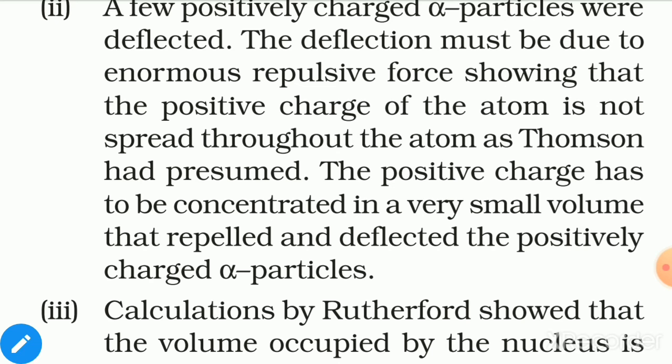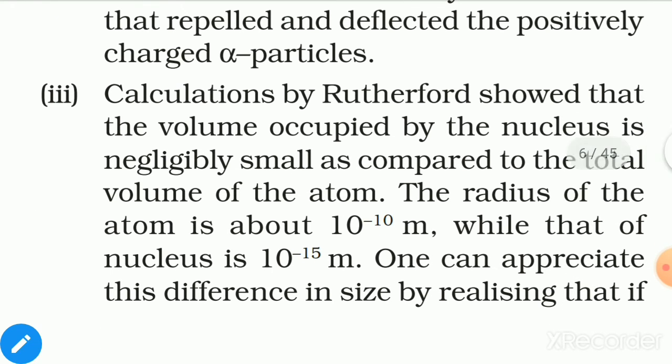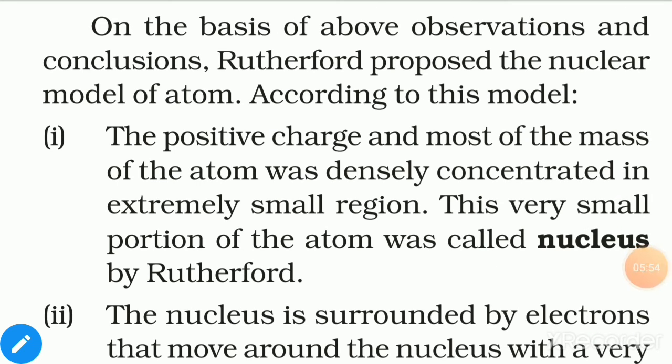Calculations of Rutherford showed that the volume occupied by the nucleus is negligibly small as compared to the total volume of the atom. The radius of the atom is about 10 to the power minus 10 meter, while that of the nucleus is 10 to the power minus 15 meter. On the basis of the above observations and conclusions, Rutherford proposed the nuclear model of the atom. According to this model, the positive charge and most of the mass of the atom was densely concentrated in an extremely small nucleus, that is, the center of the atom.